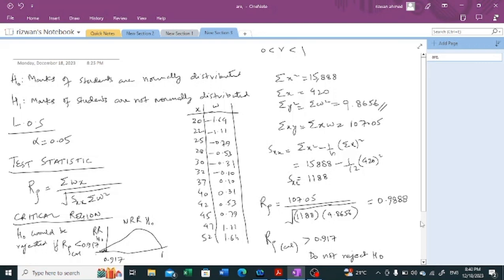The test results are not statistically significant at the 0.05 significance level, and the data do not provide sufficient evidence to conclude that marks of students are not normally distributed. It does not favor that argument. So, in fact, marks of students are normally distributed is the outcome. That's all for this session.